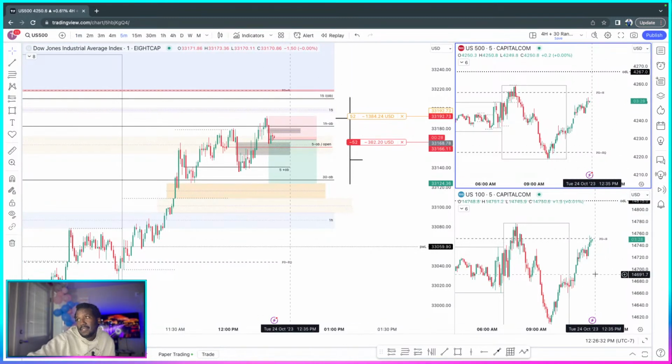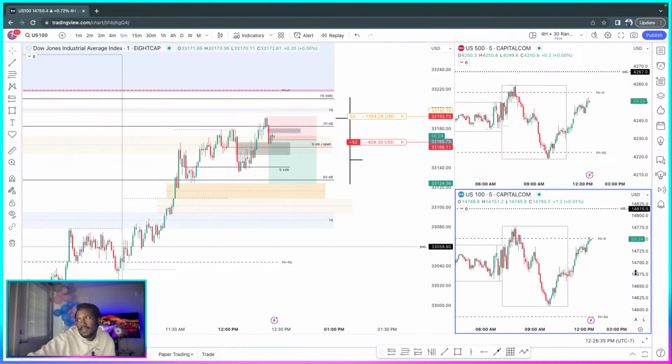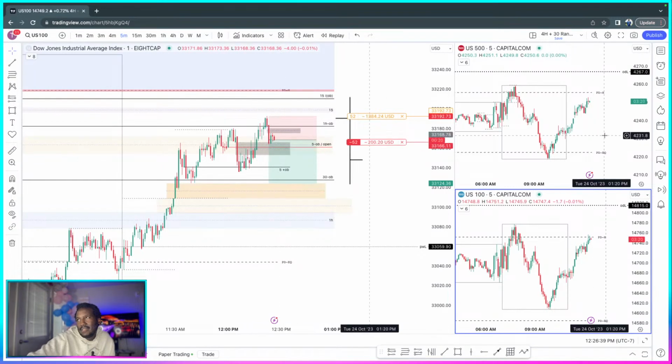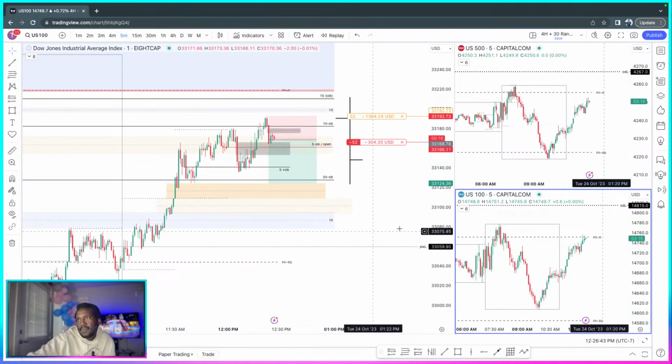Sometimes it will lead, but most of the time this is the guy who leads, US 100. So if he decides to start going down, then the others will be easy for them to follow suit. But remember, this is on the 1 minute. This is on the 5 minutes.